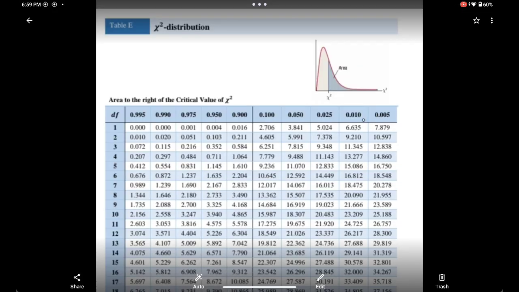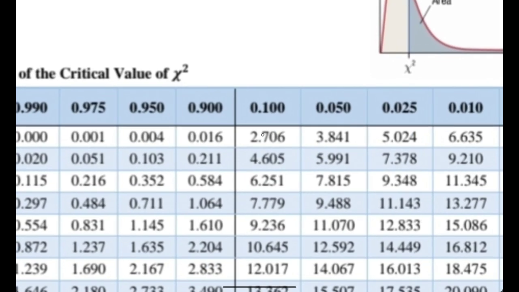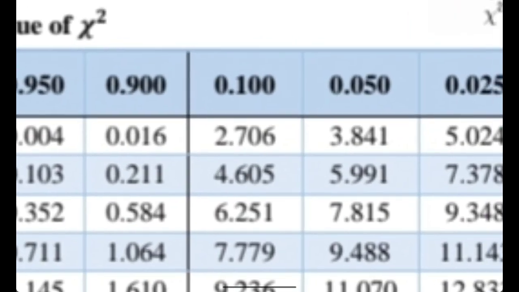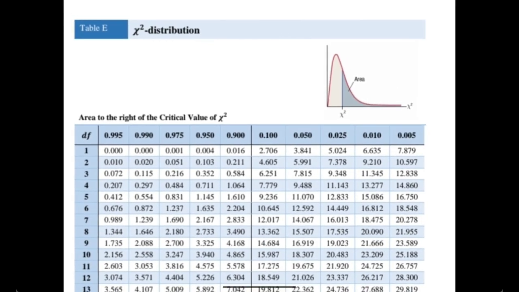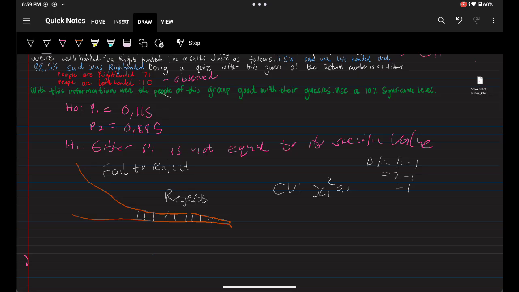So let's go to the tables. 0.1 to the right is over here, and degrees of freedom is 1. So it's this one over here, 2.7. It's 2.71 rounded to 2 decimal places. We'll do 2 decimal places for now. So this value over here is 2.71.